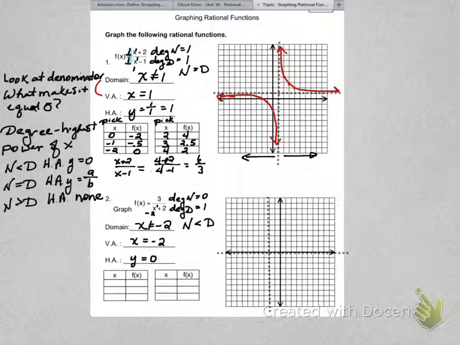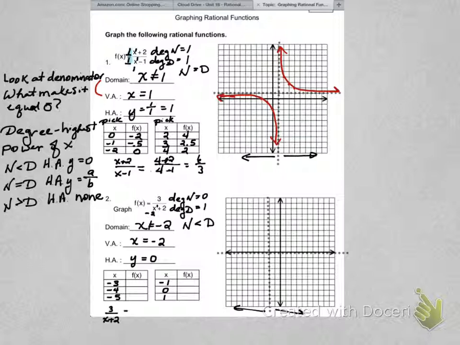And now we need to pick points to the left and to the right of our vertical asymptote, here and here. Okay, pick our x's. So left of negative 2, we'll start with negative 3, negative 4, and negative 5. And then we'll go to the right of negative 2, which would be negative 1, 0, and 1. And we have to put it in our original function, which is 3 over x plus 2, to figure out our y values.